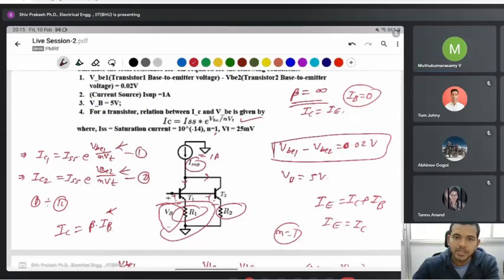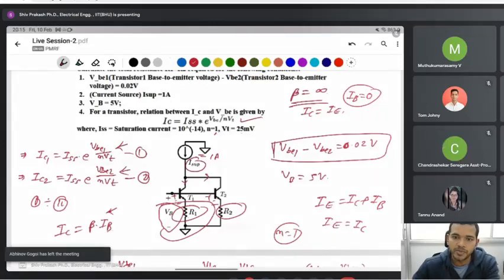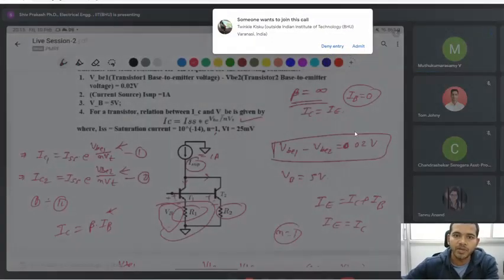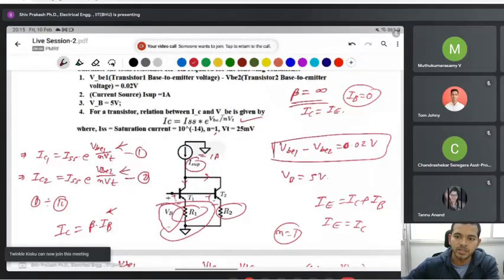Beta is infinity, which means none of the electrons go to the base. All of the electrons jump to the collector. It's 100%, meaning 100% of the electrons go from emitter to collector, and none goes to the base. It is not really infinity; it means the 100% value. Beta is the percentage.